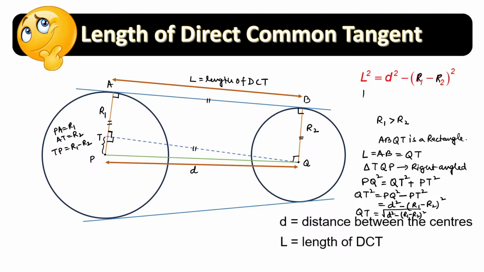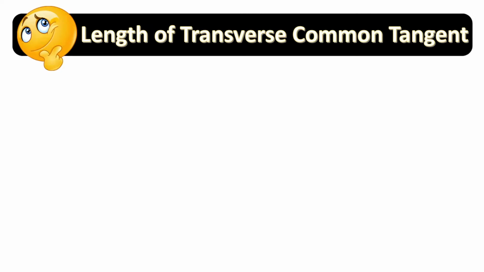Therefore, the length of the direct common tangent is under root D square minus (R1 minus R2) whole square. And what is D? D is the distance between the two centers of the given circles. Okay, so this is how we find out the length of the direct common tangent. Let us now move to how to find out the length of the transverse common tangent.